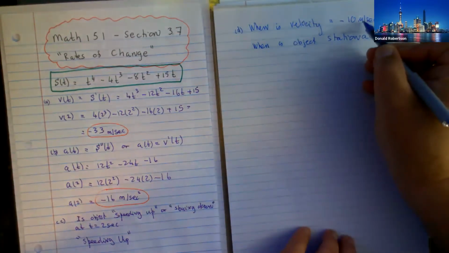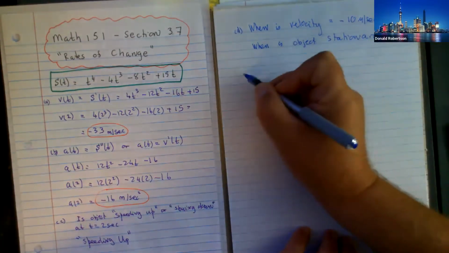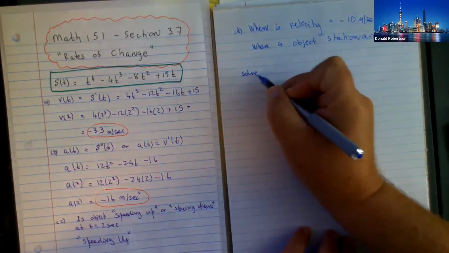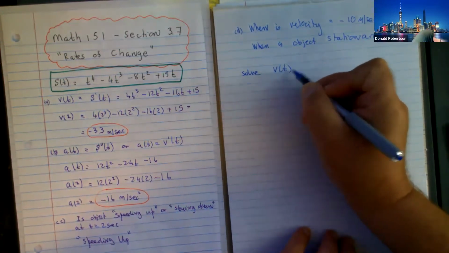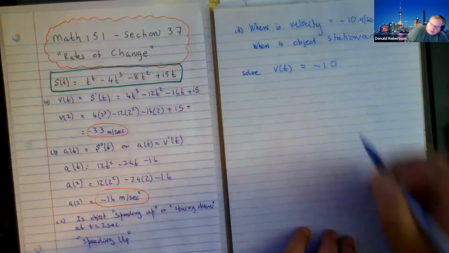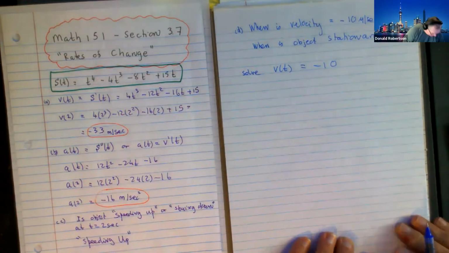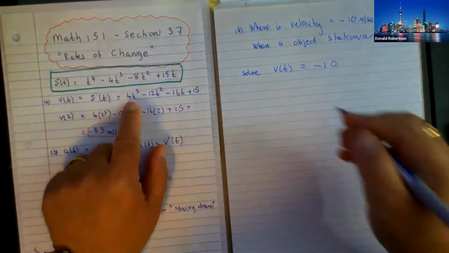If you want to know when the velocity is negative 10, what you would do here is, wouldn't you solve this equation? Right? When is that negative 10? And our velocity is this fella.